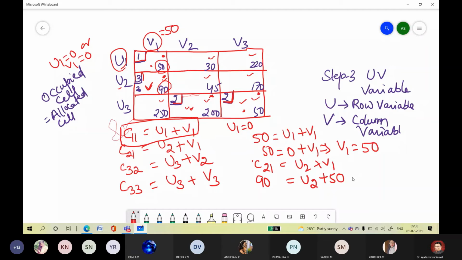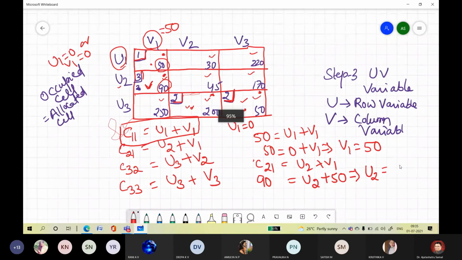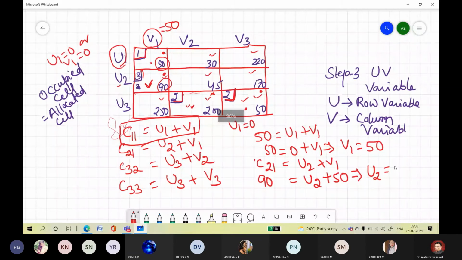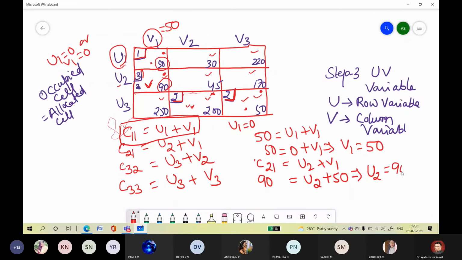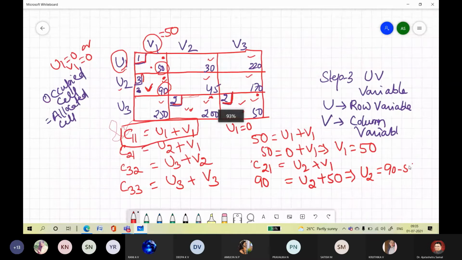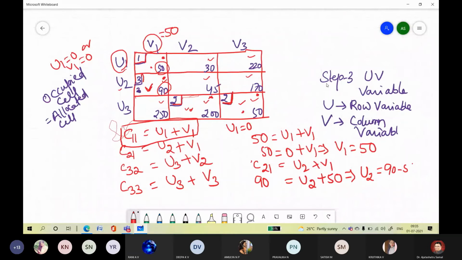Now which implies what will be U2? U2 equal to 90 minus 50. So how much is coming? 90 minus 50, answer is 40. Correct? So U2 equal to 40. Digital pad is not working properly. So U2 equal to 40, I can write. You understanding?